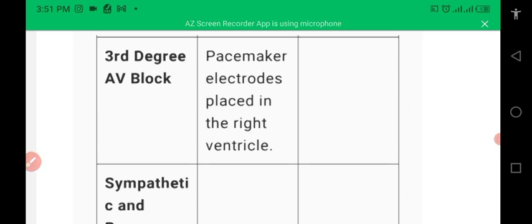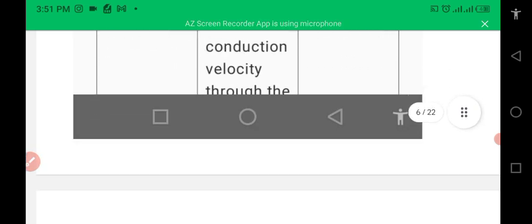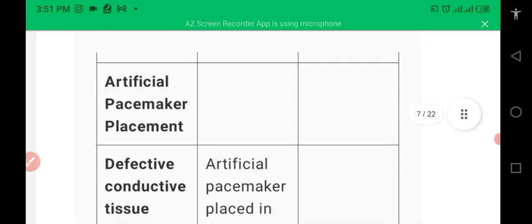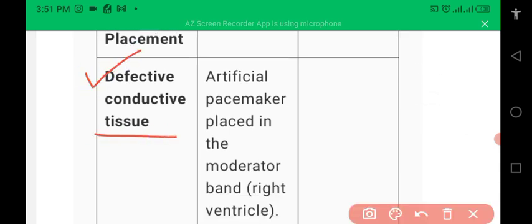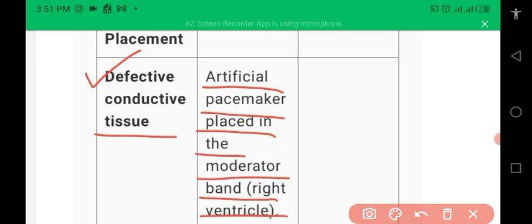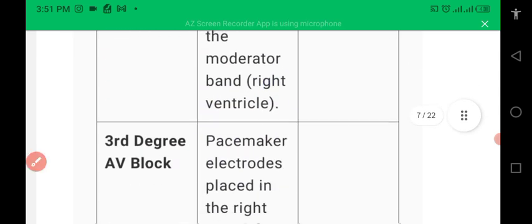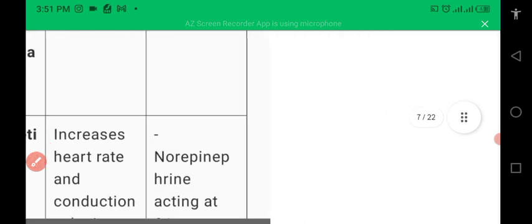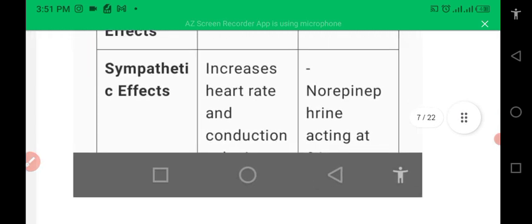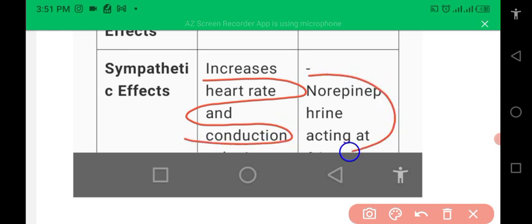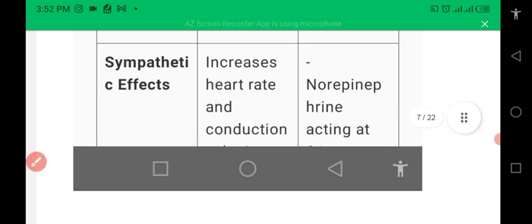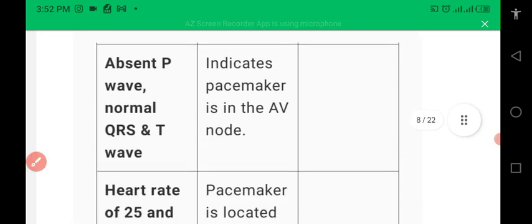Now, what happens in heart block? Heart conduction is blocked and it also increases the width of the PR interval. Another one is defective conductive tissue, where an artificial pacemaker is placed in the myocardium, in the moderator band of the right ventricle, because of the defective conduction system. So this is the thing. And the sympathetic effect increases heart rate and conduction, with norepinephrine acting on the SA node and increasing conduction velocity.